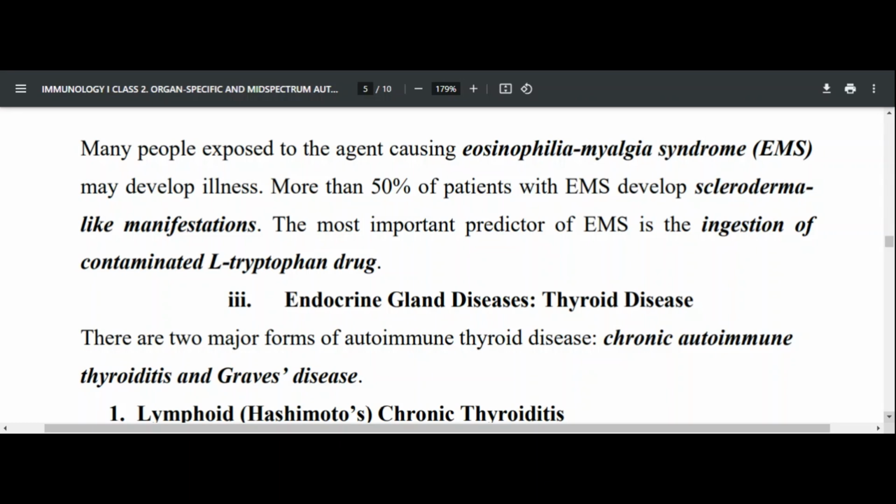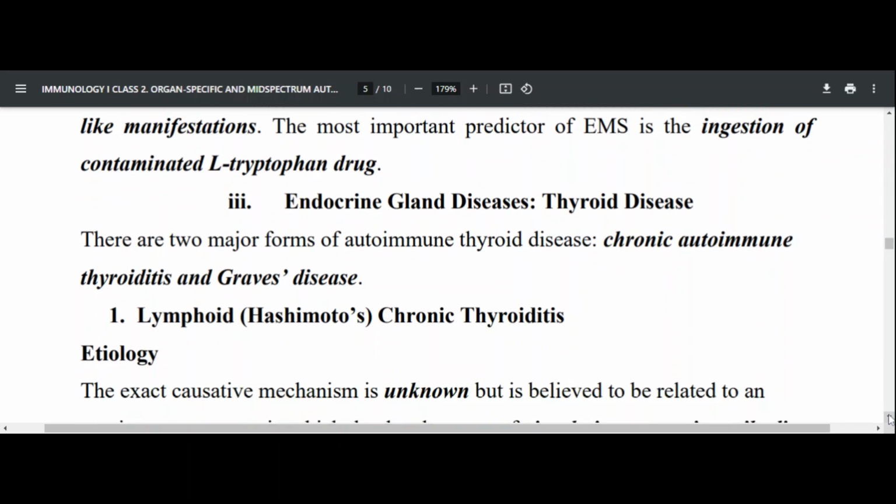So the third group of disease are the diseases that affect the thyroid gland. Those are, of course, endocrine gland diseases. There are two major forms of autoimmune endocrine disease, or autoimmune thyroid disease. The first is called chronic autoimmune thyroiditis, and the second is called Graves' disease. The first, which is also called Hashimoto disease, is a lymphoid chronic thyroiditis.